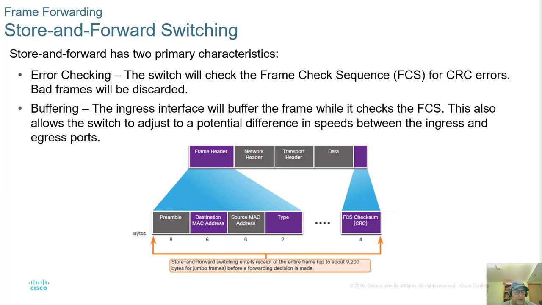And then there's 3 fields inside of the frame header. There's the destination MAC address, the source MAC address, and the type field. And the type field's job is just to identify what kind of information is in the network header. Great. So what we're getting to here is that a switch can start forwarding information as soon as the destination MAC address is read.